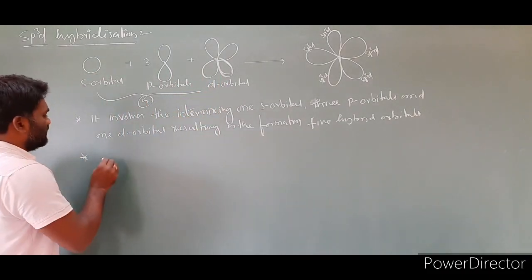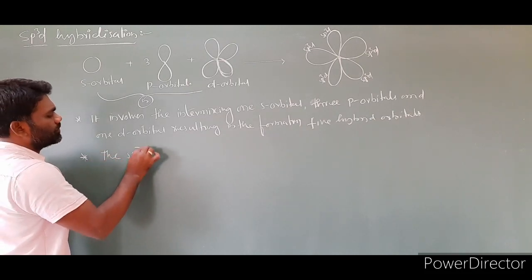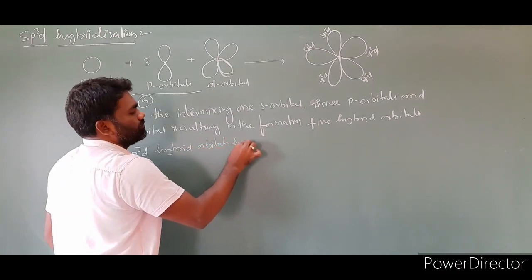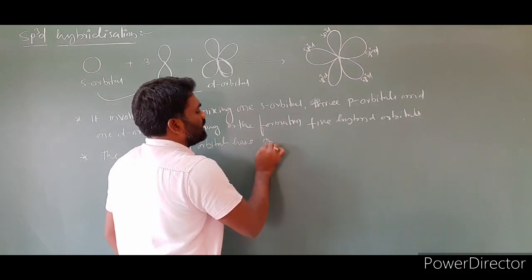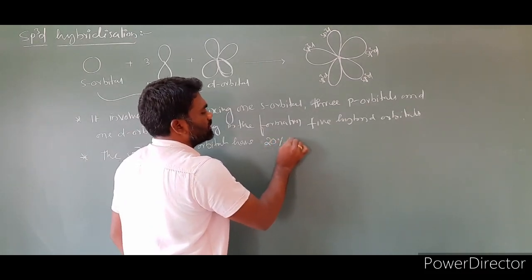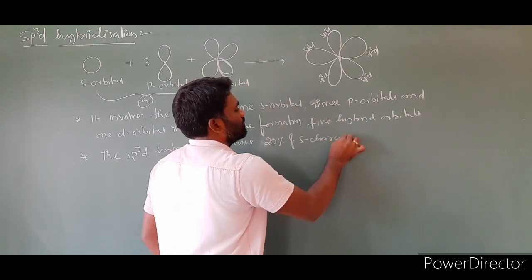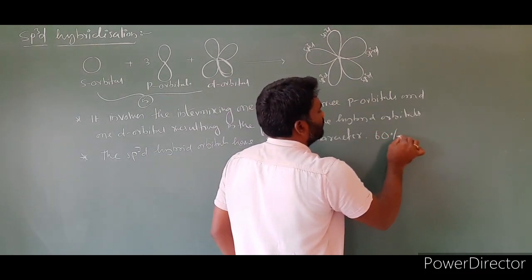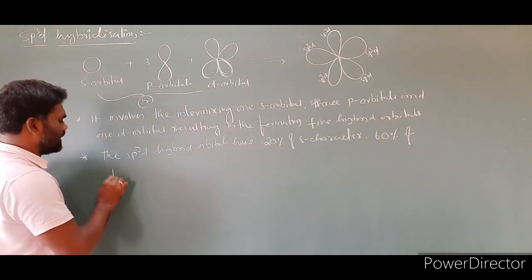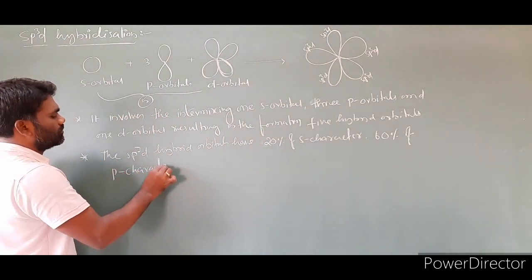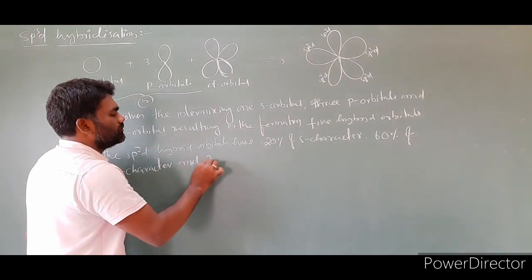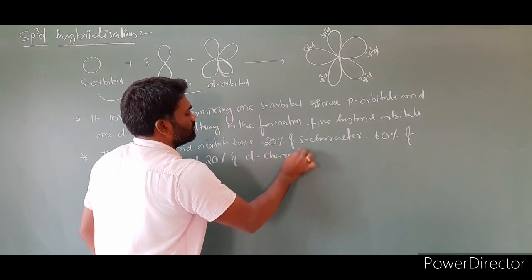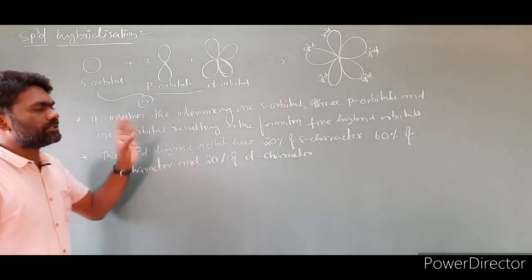Write the same sentence. The sp3d hybrid orbitals have 20% of s character, 60% of p character, and 20% of d character. This is the percentage of orbitals in sp3d hybridization.